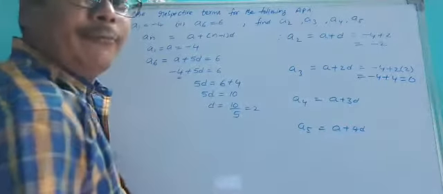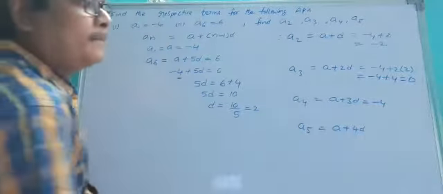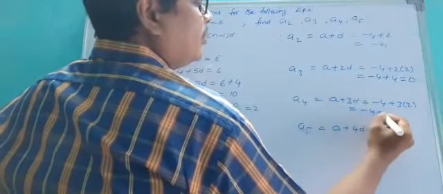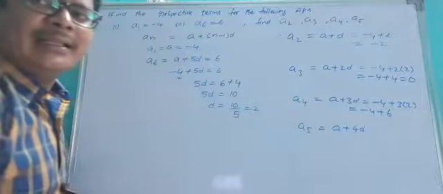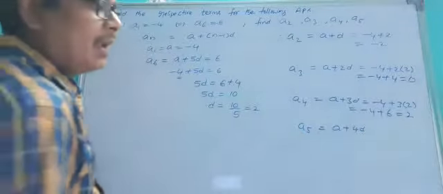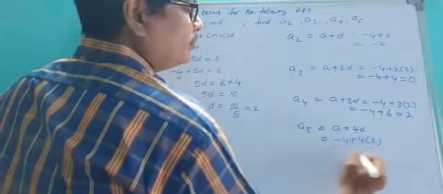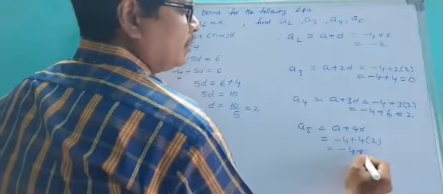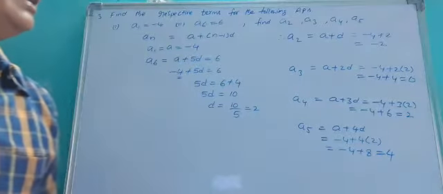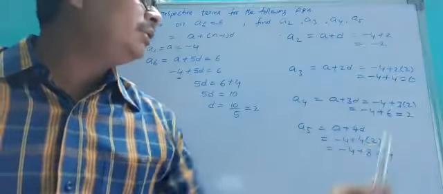And the next one, A4. A4 is minus 4 plus 3 into 2. 3 twos are 6, 6 minus 4 equals 2. Next one, A5, A plus 4D: minus 4 plus 4 into 2. 4 twos are 8, so 8 minus 4 equals 4. So the second term is minus 2, third term 0, fourth term 2, and fifth term is 4.